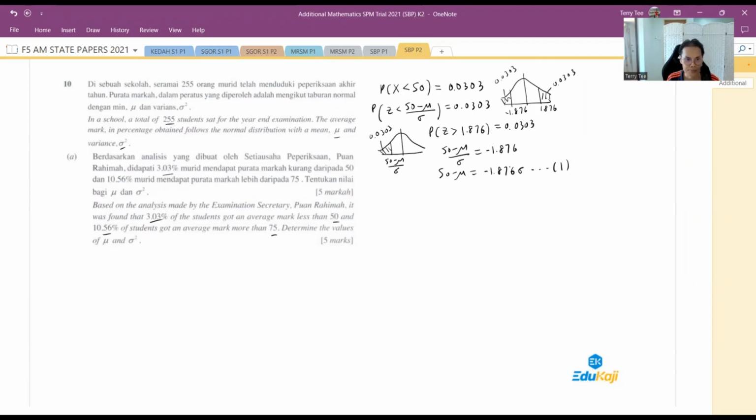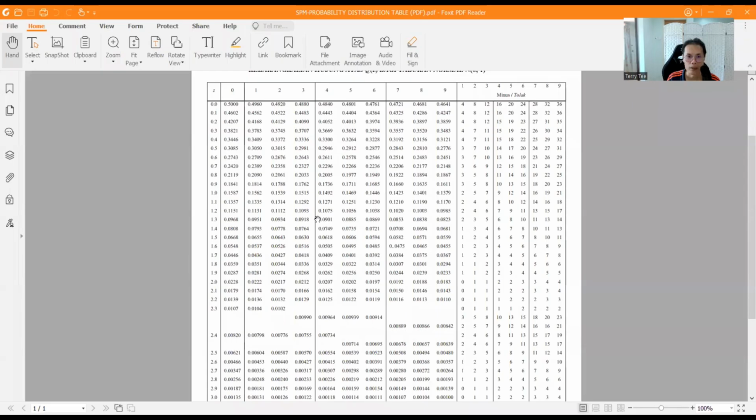Okay, second equation. Based on analysis made, we know that 10.56% of students got an average mark of more than 75. Average mark more than 75. So this will be Z more than, okay, so let me write this first. This is 0.1056. So let's standardize this as Z more than 75 minus mu over sigma equals 0.1056. Okay, 0.1056, I'm going to read from here. Where is 0.1056?